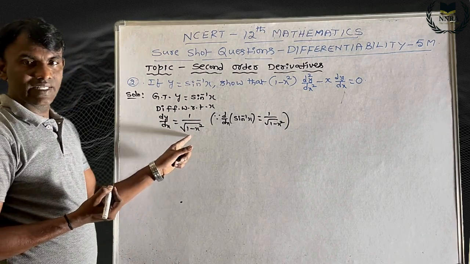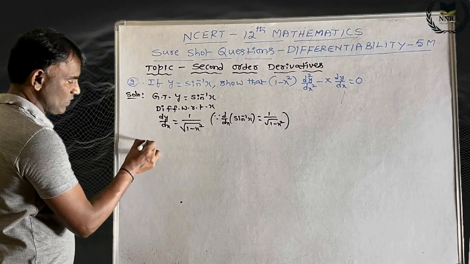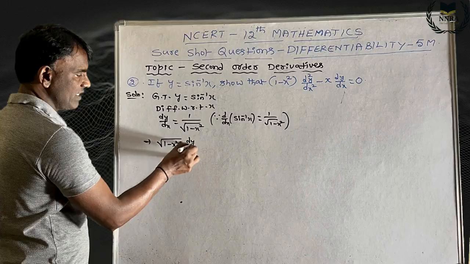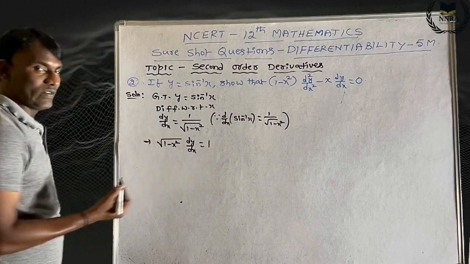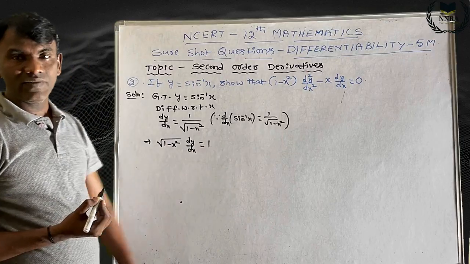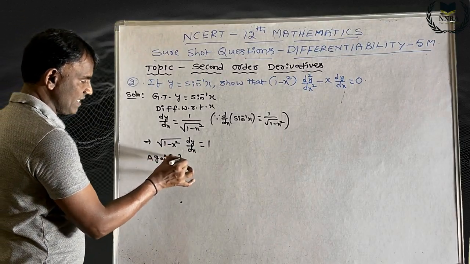After this, do one thing. Actually, it is in denominator, na? So write this denominator value this side. Then how to write that? Square root of 1 minus x square dy by dx equal to 1. And now we want second order derivative d square y by dx square.